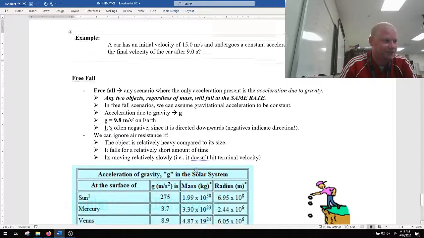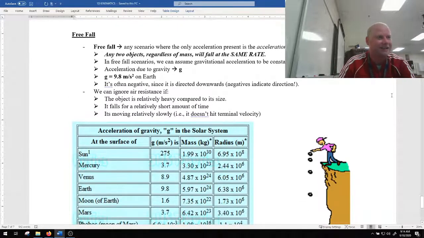Now, most of the concept comes in the state of free fall. And basically what free fall tells us is that anything that is in a state of free fall will fall at the same rate regardless of mass. Right? By definition, anything in free fall is under only one force, the force of gravity. Therefore, it only has one acceleration, the acceleration due to gravity.